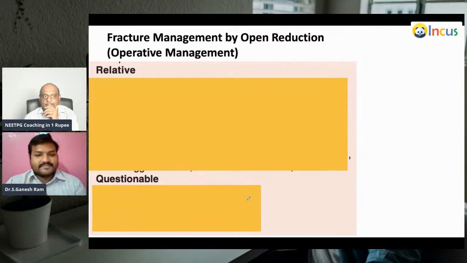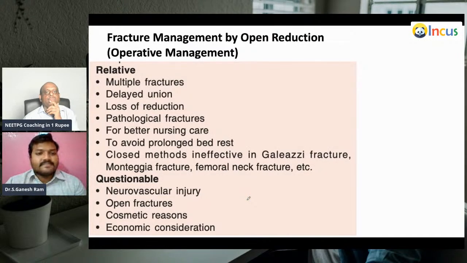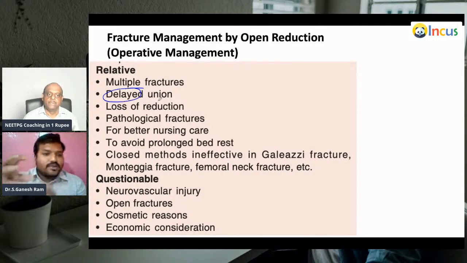Any comments on the relative indications? Yes, sir. The relative would generally be less serious than the previous ones. We have seen the absolute indications. They are non-union, where you are going to do open. Here in the relative, we can do a delayed union, which means that over consecutive months union is happening, but a complete union has not occurred. So that will be a delayed union. It will take more than 6 months to unite. So that is delayed union, or multiple fractures.